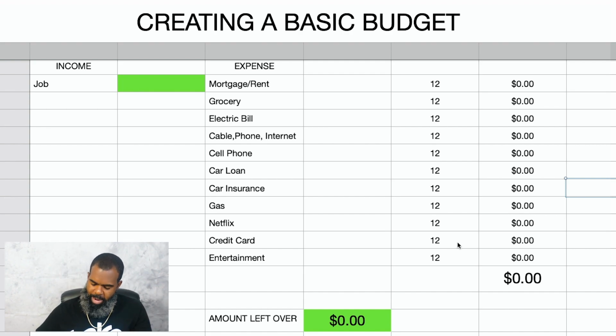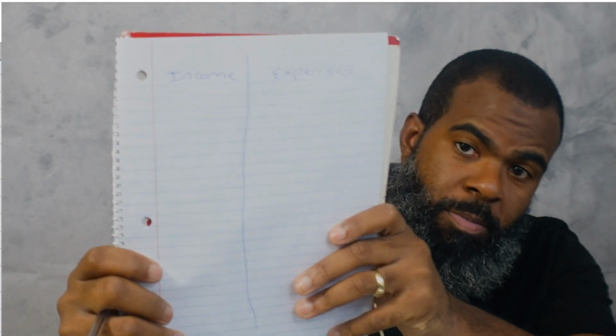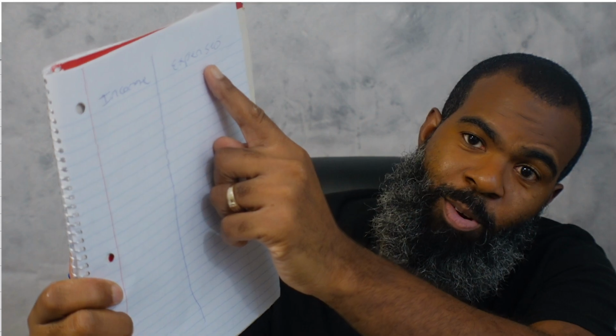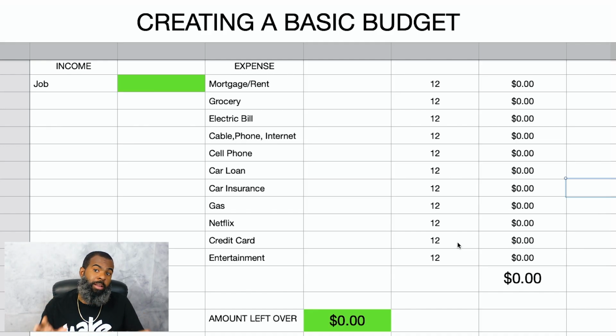On the left hand side, you're gonna put income. And on the right hand side, you're gonna put expenses. So you should look something like this: income on the left, expenses on the right. The first step in creating a budget is that we need to figure out how much money you got coming in versus how much money you got going out every single month.